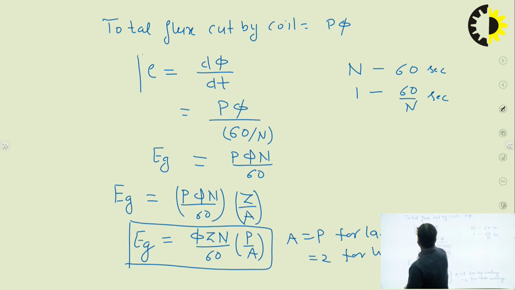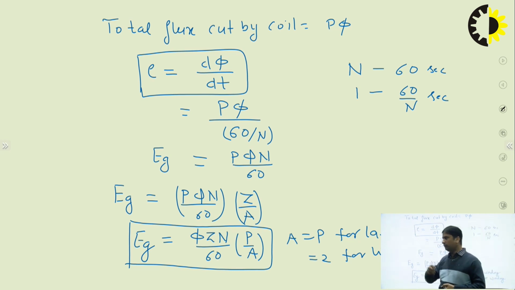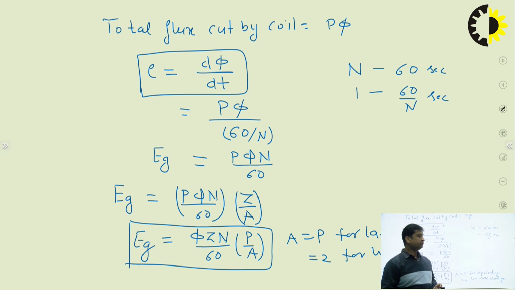We know that the voltage induced in a conductor is d phi by dt, the total change in the flux upon the total time in one revolution, when the coil is rotated by one revolution. So this is the EMF equation of the DC generator.